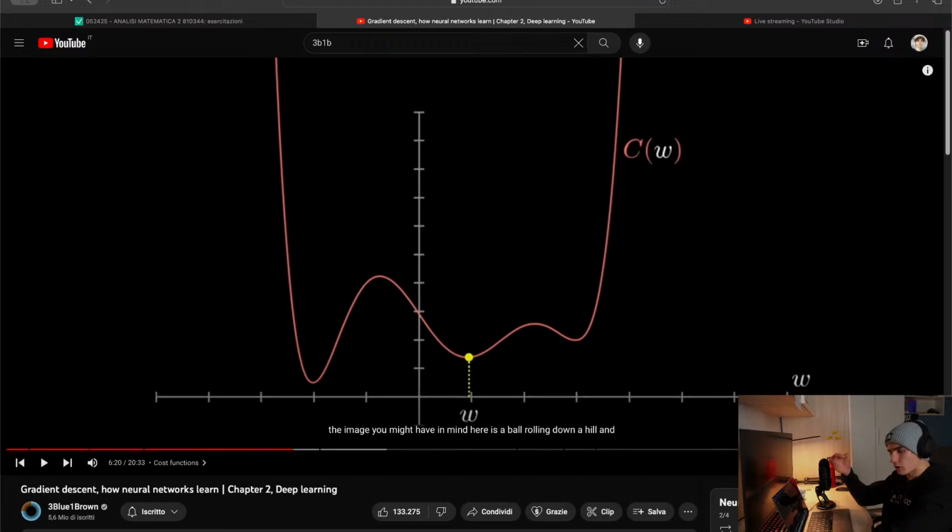È come se prendete una pallina e la fate cadere in un punto a caso. A un certo punto la pallina scende, scende, scende fino a quando non si stabilizza in un punto che è il minimo. Ma è un minimo locale che dipende da dove avete lanciato la pallina.